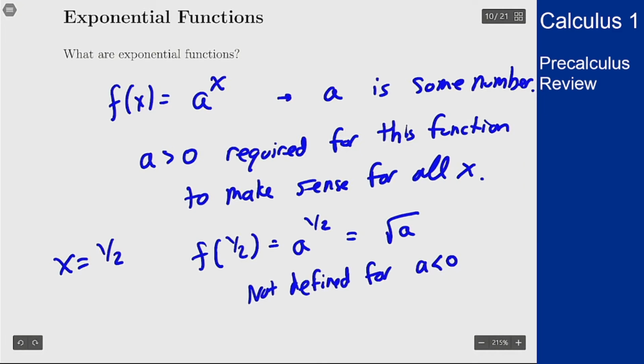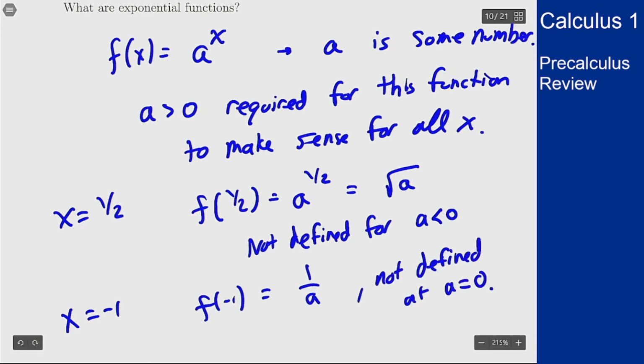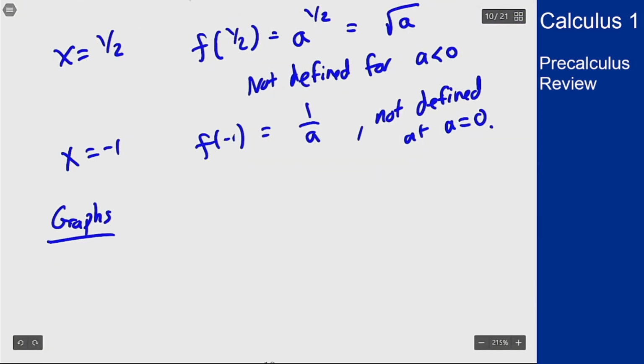And on the other hand, for x equals -1, f of -1 is 1 over a, which is not defined at a equals 0. So for this function to be defined for all x, I must have a being some positive number. Now, what do these graphs look like? Well, there are two sort of main options here depending on what a is.